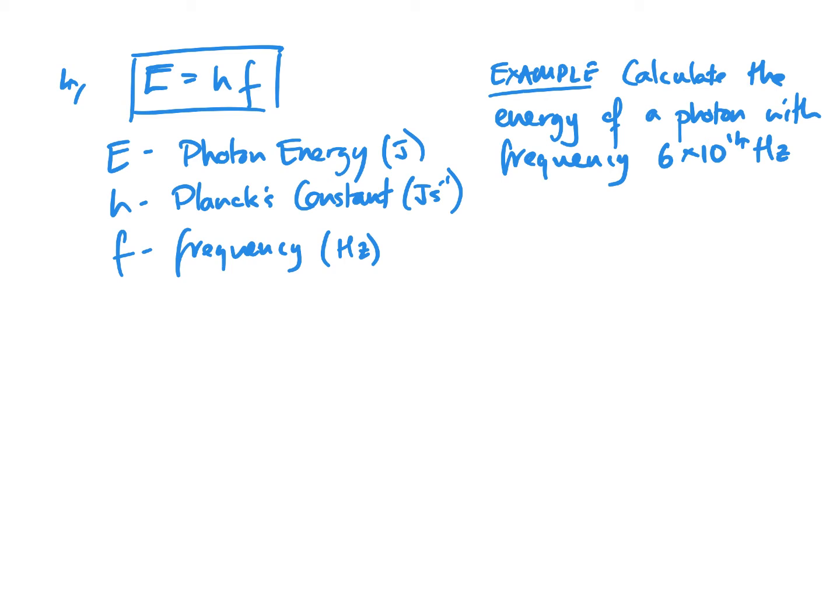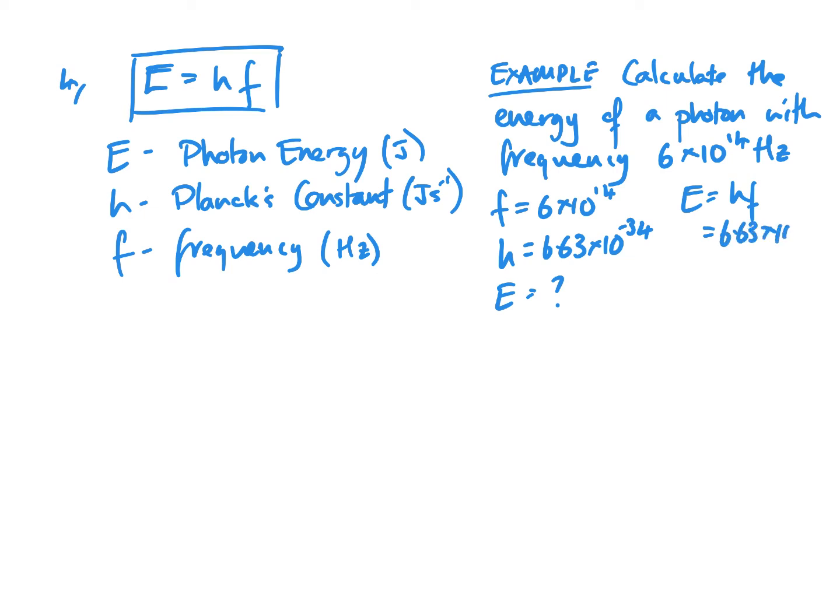But very simple calculation then. You've got f. You can look up h, and it's 6.63 times 10 to the minus 34. So it's an incredibly small value, which is probably why we didn't notice this idea for so long, that basically the individual packets of energy in light are very, very small. But now we can use the formula and get a simple answer.